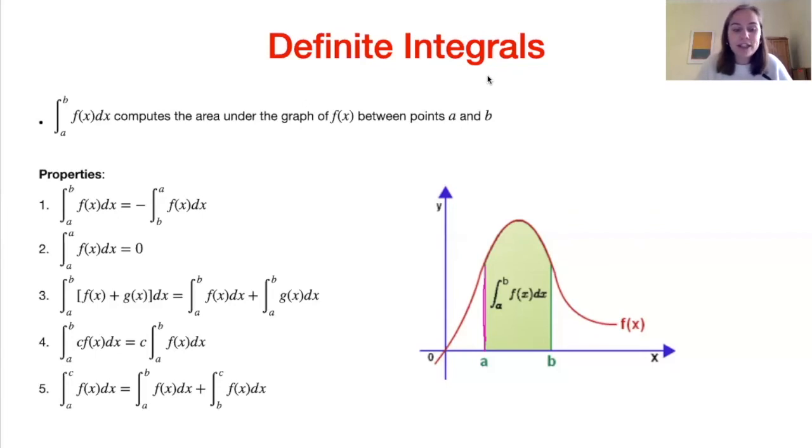And then finally, if we have the integral from a to c, we can split this up as an integral from a to b plus an integral from b to c. And we can see that on our diagram. Imagine if we wanted to take the integral from A to C. Well, that's exactly the same as the area from A to B plus the area from B to C.